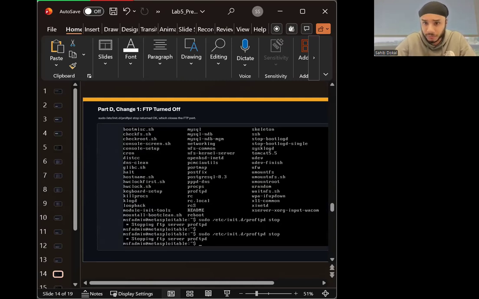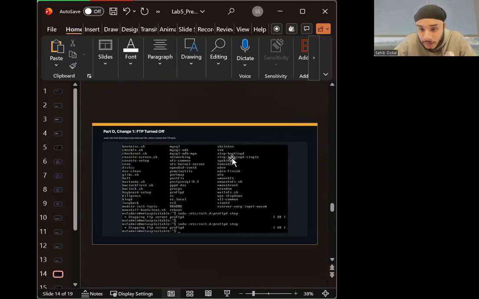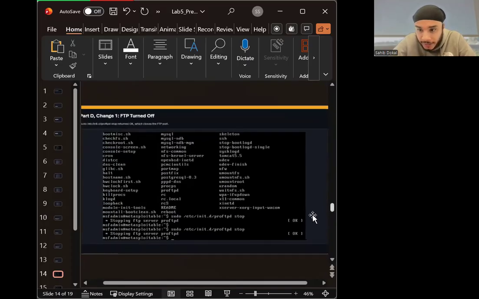Now, the changes. So what changes did I do? The first security improvement I made was stopping the FTP service. FTP sends data without encryption, so disabling it immediately reduced one major vector. So that was done here. You can see by the OK signage here.